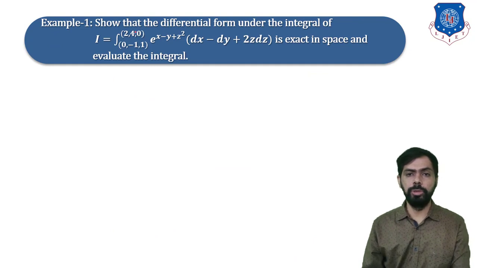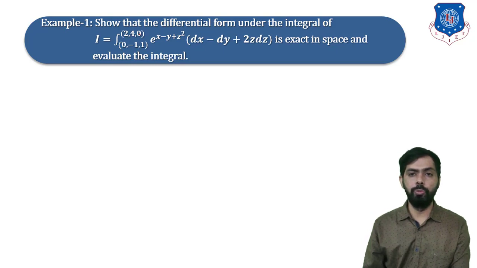First example, show that the differential form under the integral I, that is equal to the integral from (0, -1, 1) to (4, 0, 1)... of e raised to x minus y plus z square into (dx minus dy plus 2z dz), is exact in space, and evaluate the integral. So we have to show that this is exact in space.